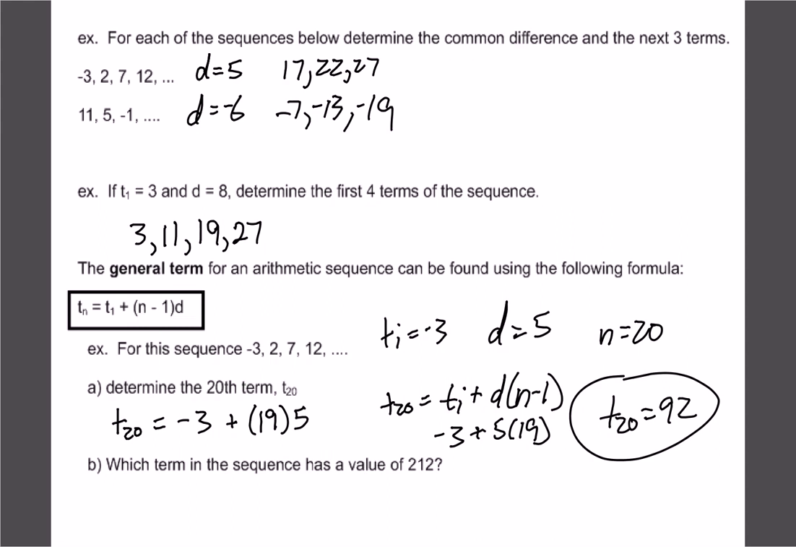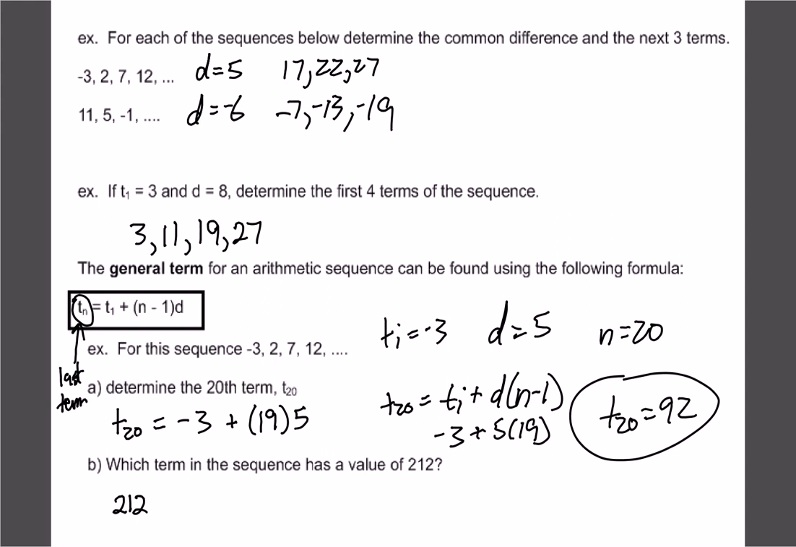Part B now, you can see this is where the formula is going to be a little bit more handy, is to try to figure out which term is which. So we're saying what term would give us the 212 for an answer. So we could keep going and see 20 is at 92, so obviously we're going to be at like 40, 45, something like that. So what we're going to have to do is just plug it into the formula. So let's put 212 as our T of n. So think of the T of n as sort of being the last term or the one you're looking for.